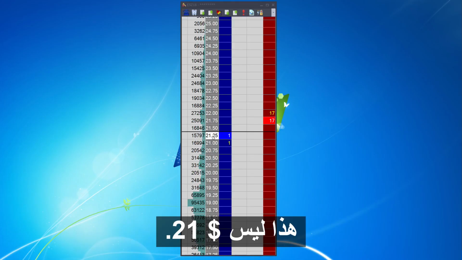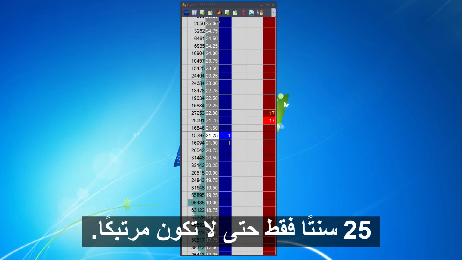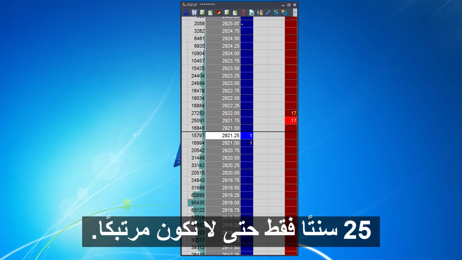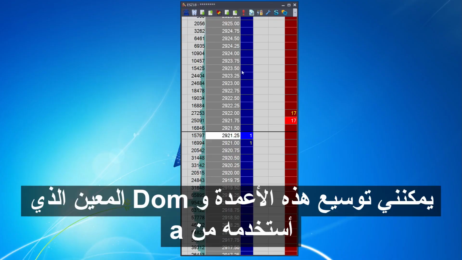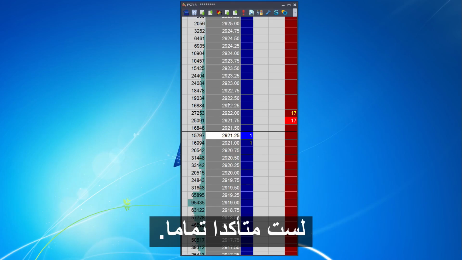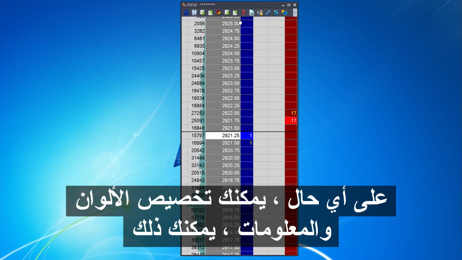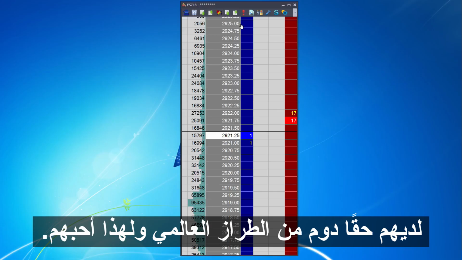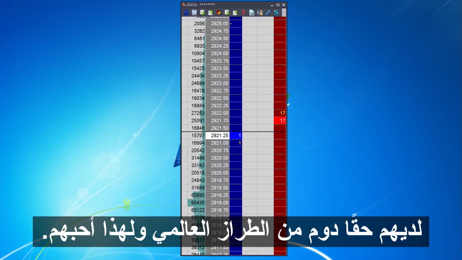Now, this is not $21.25, just so you're not confused. I can expand these columns, and the particular DOM I'm using is from a company called Jigsaw Trading. I'm not completely sure. Anyways, you can customize the colors and the information. You can delete columns. They have really world-class DOMs, and that's why I like them.